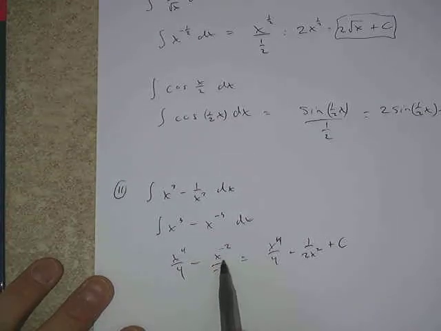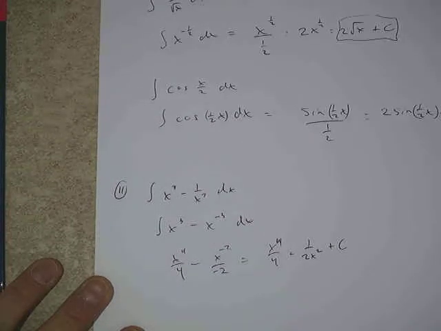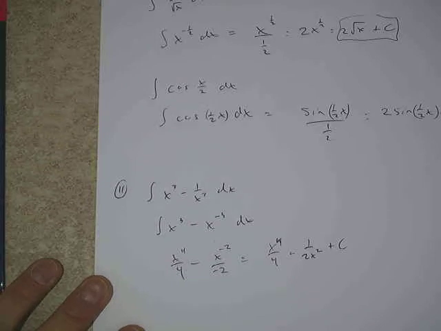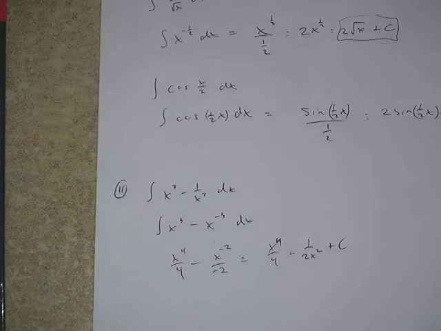So already a 2 on the bottom, the x would go down to the bottom, make it a positive power. And that would do it. Questions on this one before we move on?